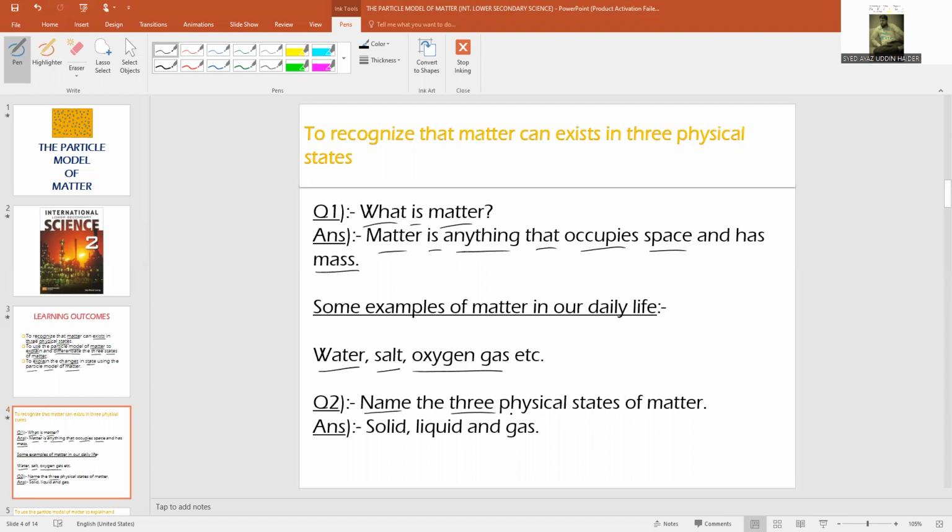Name the three physical states of matter: solid, liquid, and gas. In the above example, salt is a solid state of matter, water is the liquid state of matter, and oxygen gas is the gas.